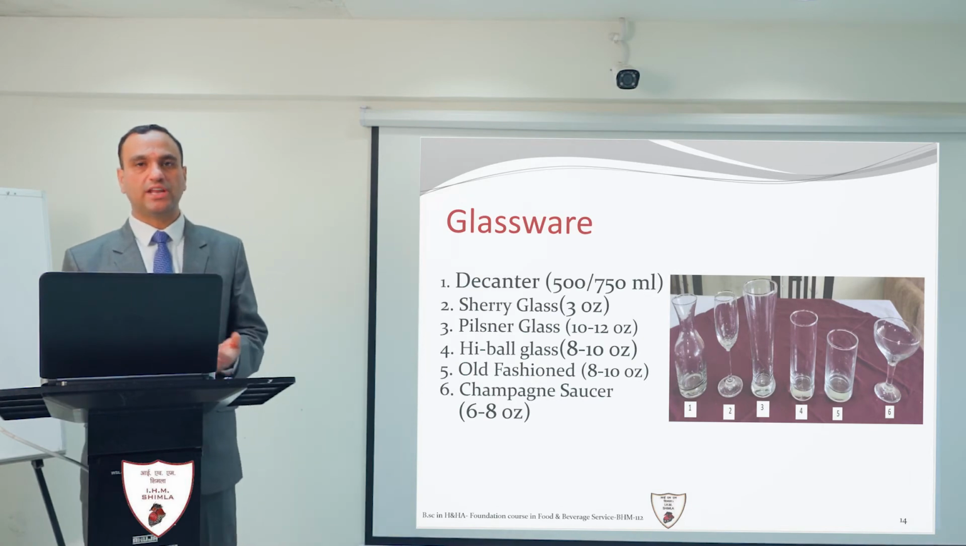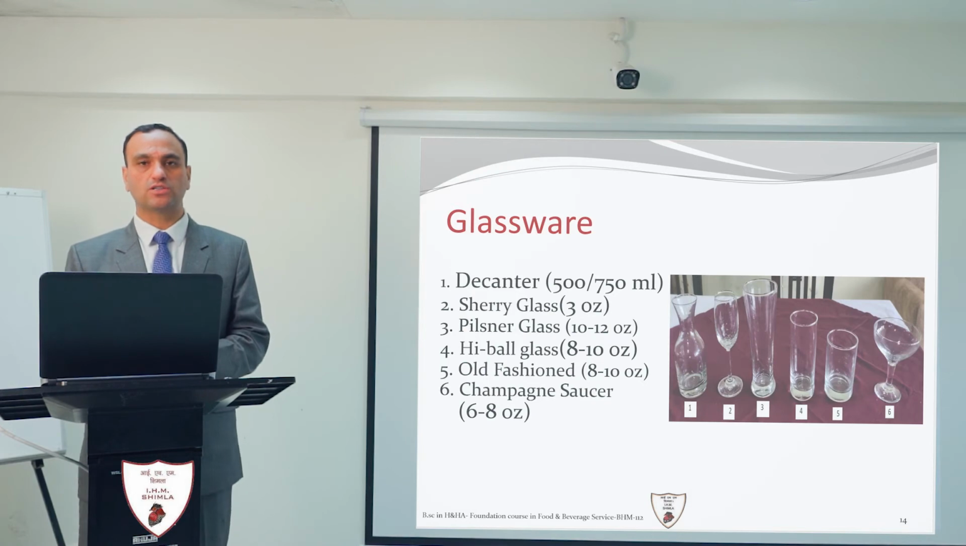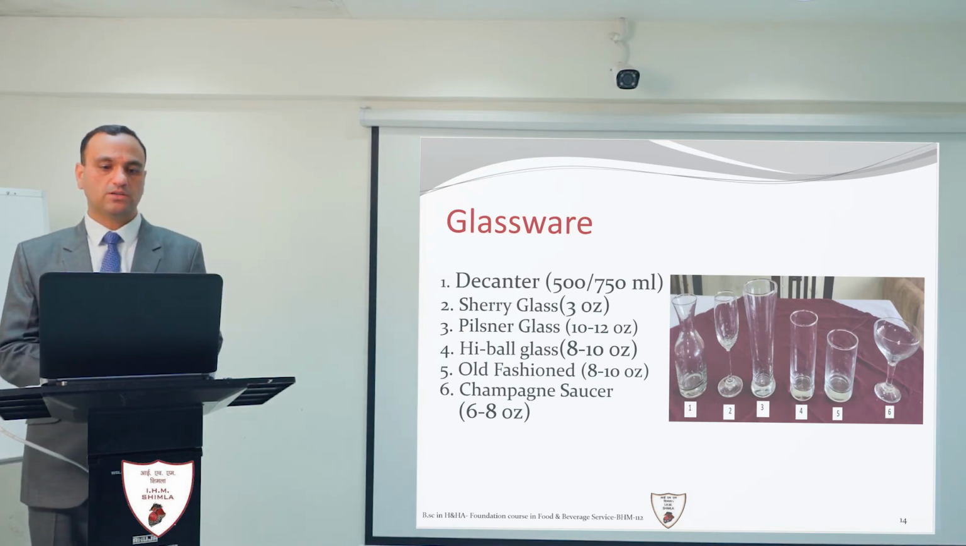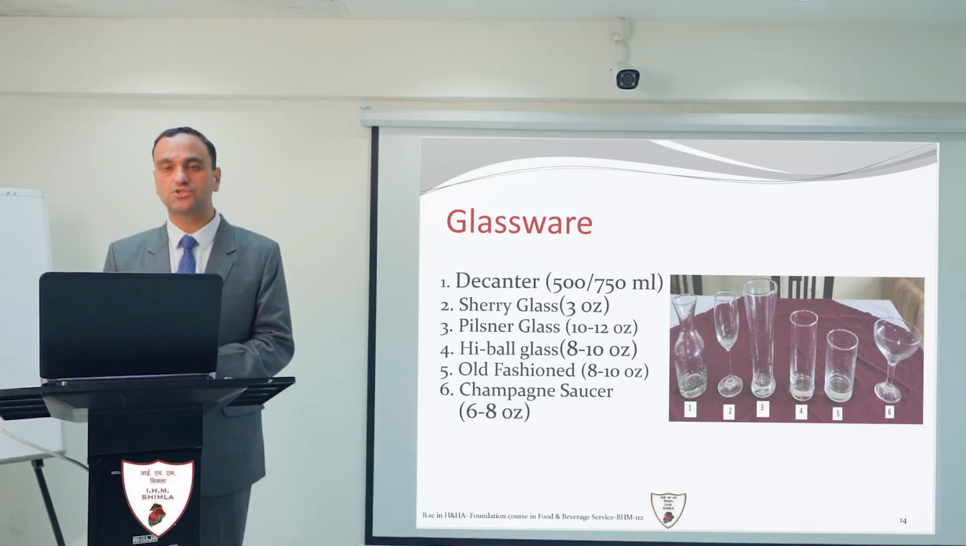Next glass is the sherry glass. Sherry glass is a very small glass which is used for serving sherry. Sherry is a wine which comes from the country Spain. It's a very famous wine of Spain. The capacity for the sherry glass is 3 ounces.